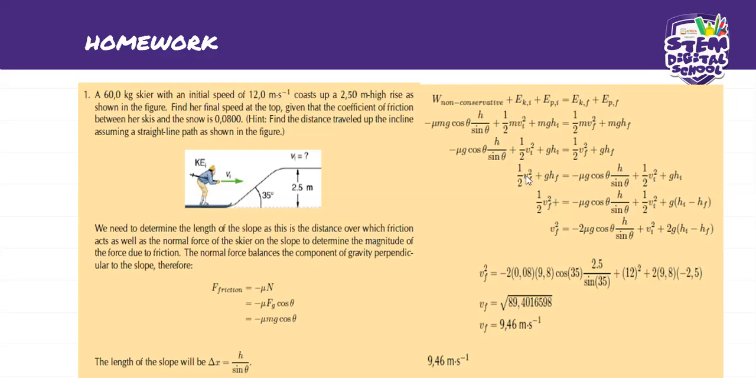Now, because we're looking for the final velocity, we're going to keep moving everything to the other side until we have VF on its own. So this is what you get, and then you start putting in all the values that you have. This is what you're going to have, and you square root the VF because here it's squared. Your answer will be 9.46.